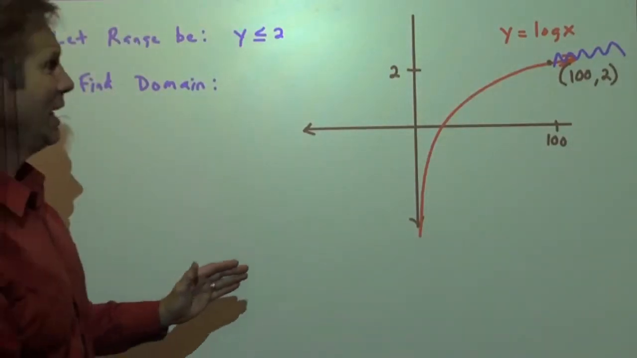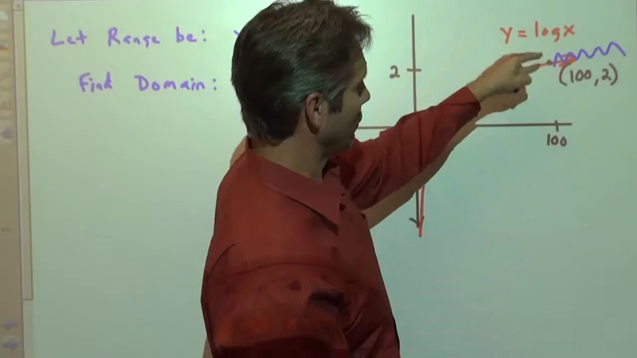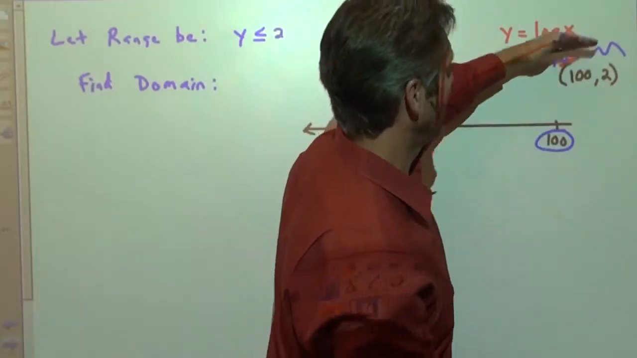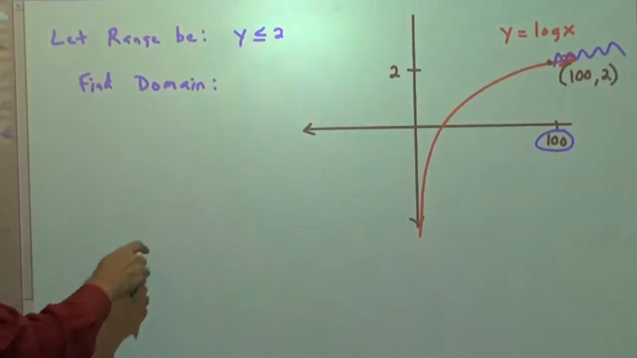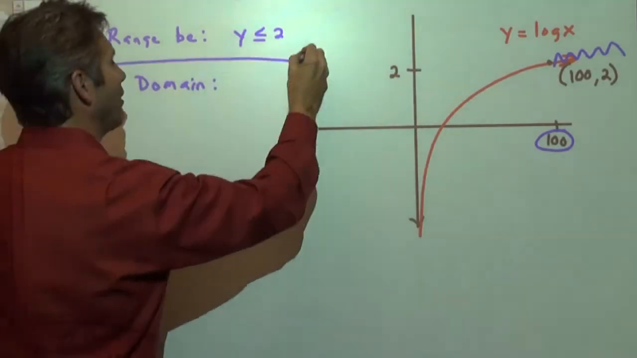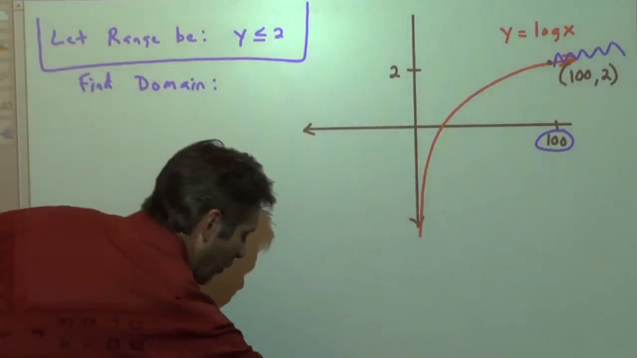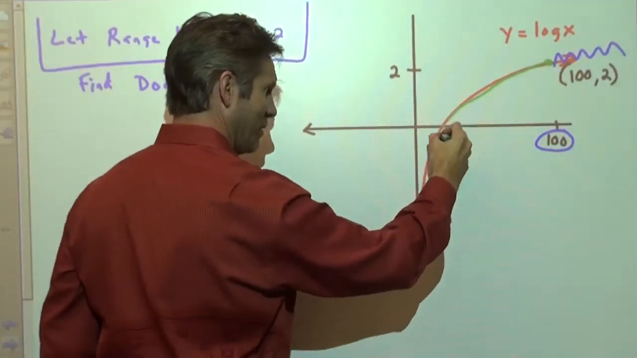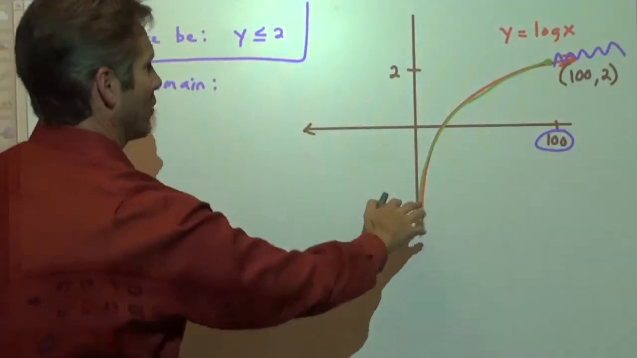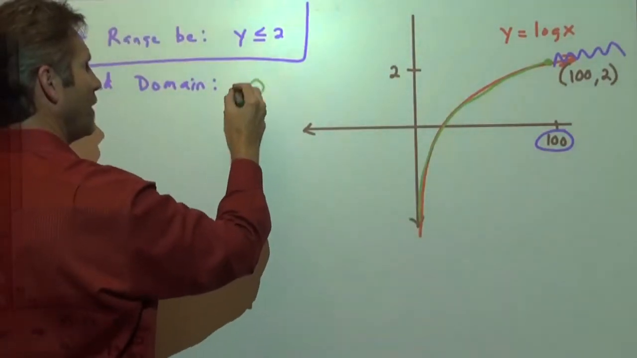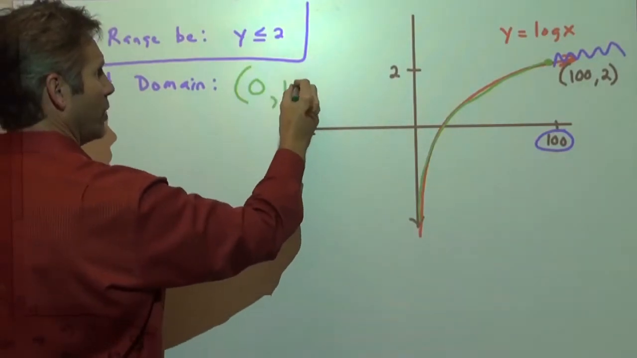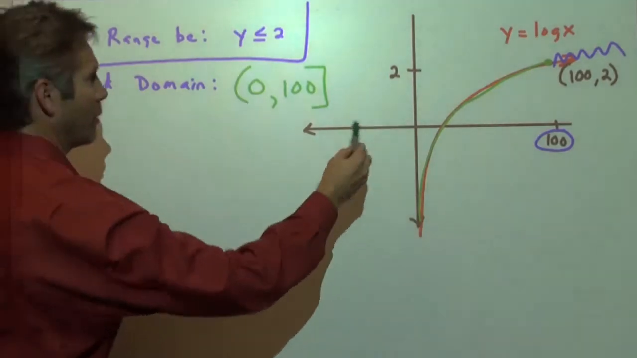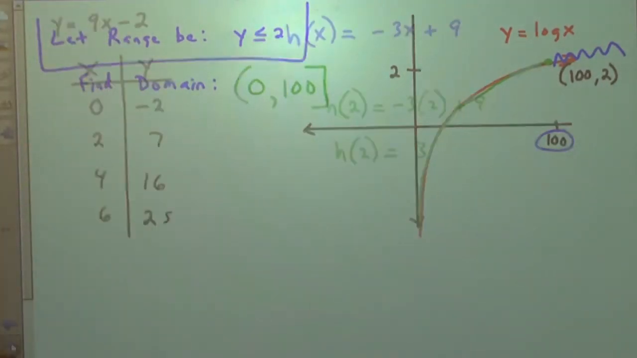So consequently, the furthest we can go in the x direction is right there at x equals 100, because once we go past 100 in the x direction, the y's keep getting bigger than 2, and we restricted the range, the y values, to being less than or equal to 2. So that says that our x values will be 100 or less, and it's going to keep getting closer and closer to the y-axis but not quite make it there. So the interval for which we can have our domain would be from 0 to 100. And it includes 100, but it doesn't include 0 because it just gets closer and closer to it.